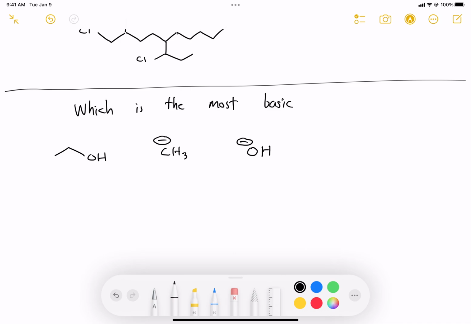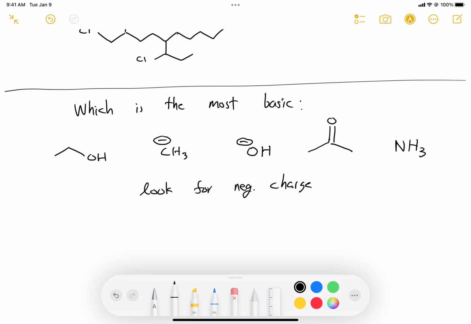OH minus. And then, let's say we have ammonia. Okay. So remember, the most basic compound is going to be the one that is... let's see here. So remember, the most basic compound, right, is the one that has the negative charge. So look for negative charge. Okay? So if they're all negative, then you'll have to compare each of them side by side.